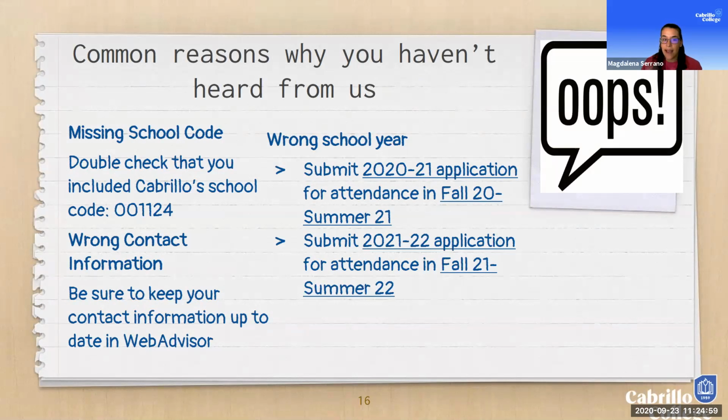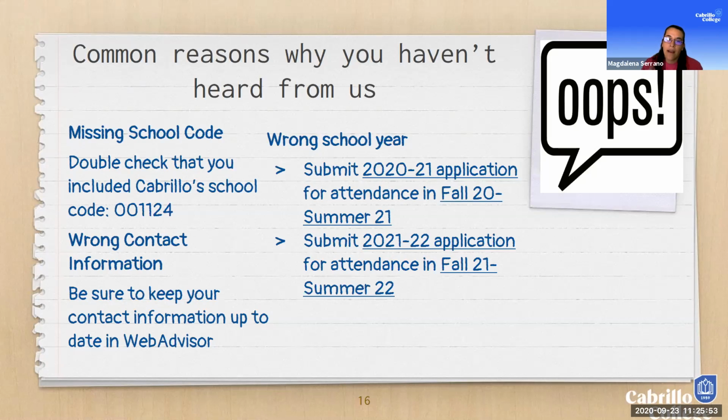Sometimes we hear from students saying, I submitted my application weeks ago and I haven't heard back. What the heck? What's going on? The 3 biggest reasons why you may not have heard back is maybe you didn't include Cabrillo's school code. So you want to log back into your application and make sure that Cabrillo's listed. Maybe your contact information is not correct. Very often when students first register through WebAdvisor, they have an email address from high school, or maybe an old email and you never updated it. So you want to make sure you log back into WebAdvisor and update that email, because that is the email that we send all of our communication to, as well as the phone number.